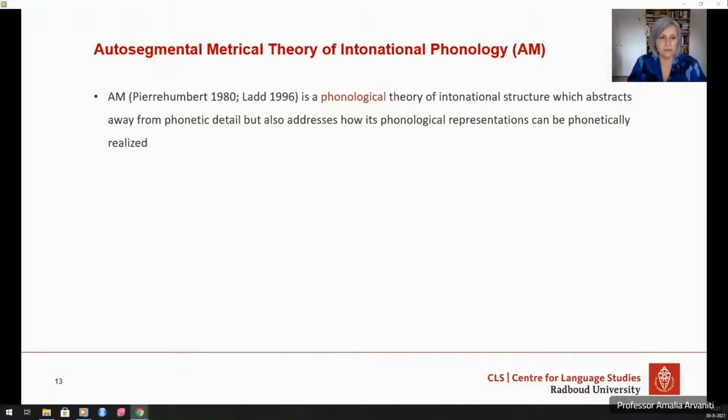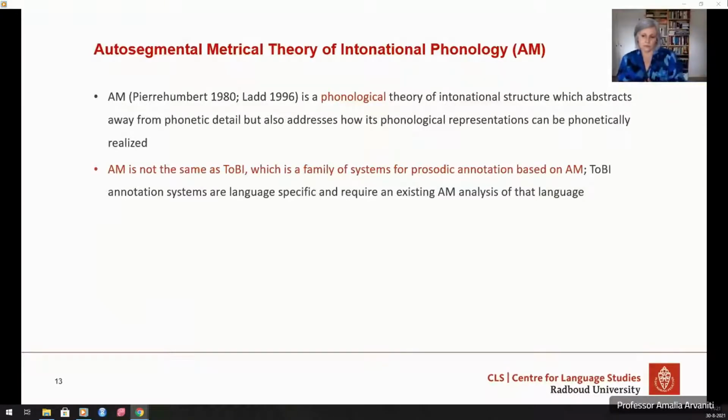So instead, we will be looking at the autosegmental-metrical theory of intonational phonology because it actually provides answers to these essential questions. I stress that this is a phonological theory. I put it there in red because the aim is to show that this is a theory that abstracts away from the phonetic detail. However, it also addresses how its phonological abstract representations can be phonetically realized. So it gives us the best of both worlds, if you like.